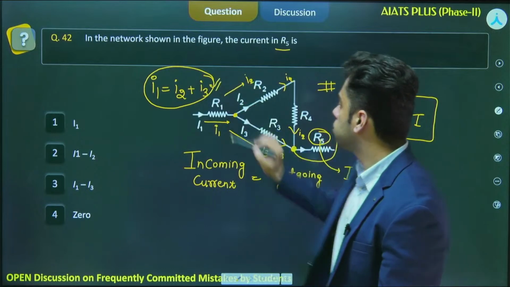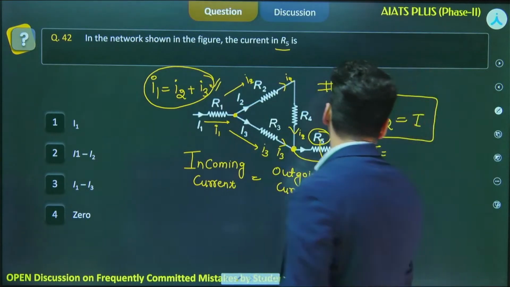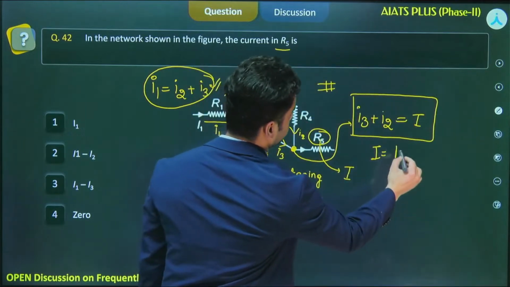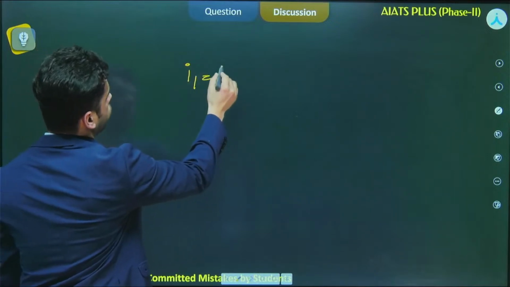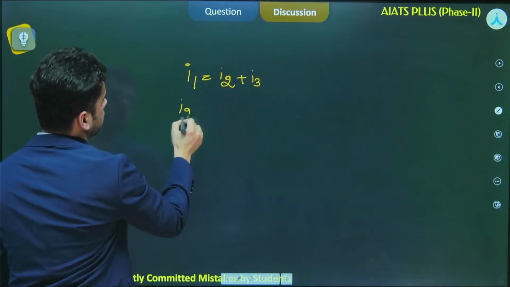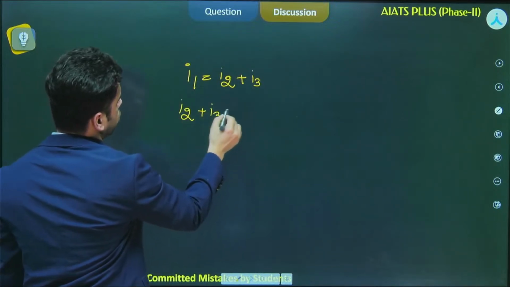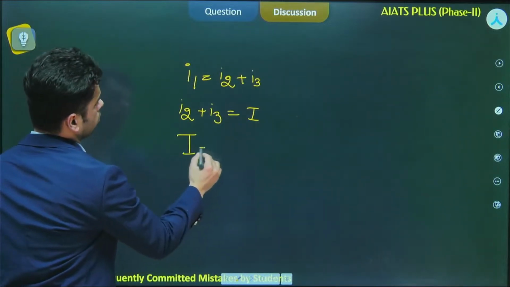Have a look at this equation. From this equation, I can write that this I, that is equal to I3 plus I2, is equal to I1. What I'm trying to say is I1 is equal to I2 plus I3, and I2 plus I3 is equal to capital I, that is the current through R5. So I will be equal to I1.